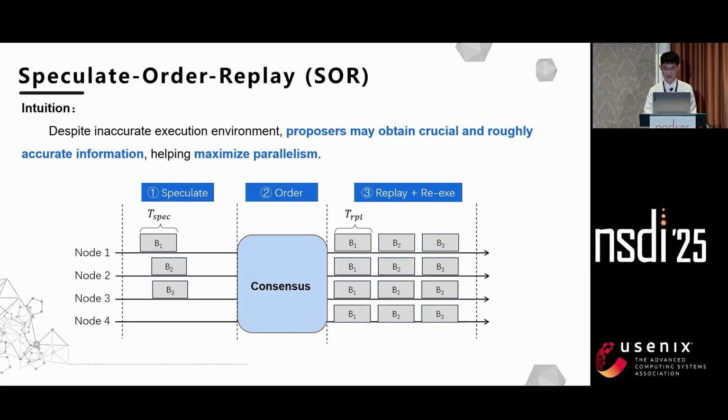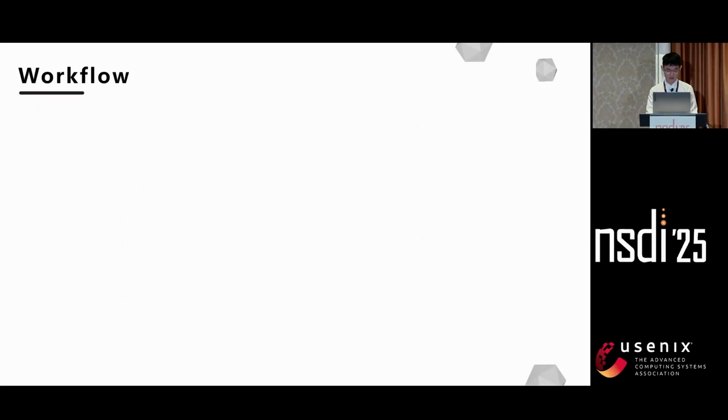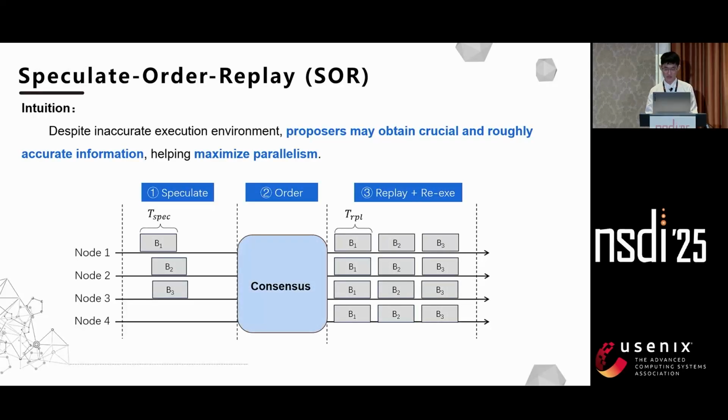There are three phases in the SOR paradigm. First is the speculation phase. Nodes pre-execute transactions to analyze dependencies and make a schedule. The second is the order phase. Proposals are ordered using consensus. And the last is the replay phase. Nodes replay transactions, follow the schedule, and apply re-execution to fix the inaccurate speculation.